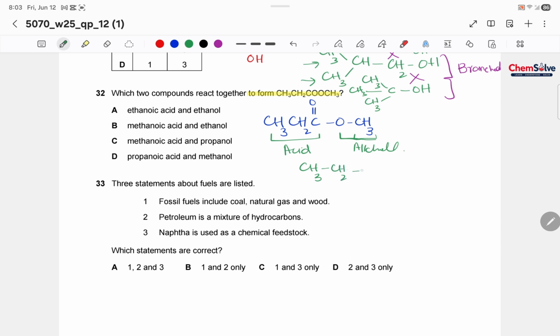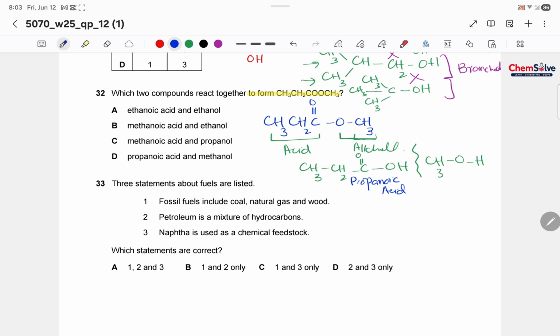CH3, CH2, C double bond O and an OH from the water will be attached with it. While with alcohol, CH3O and H from the water will be attached with it. So what is the name for this carboxylic acid? It is a 3-carbon carboxylic acid. So its name would be propanoic acid.